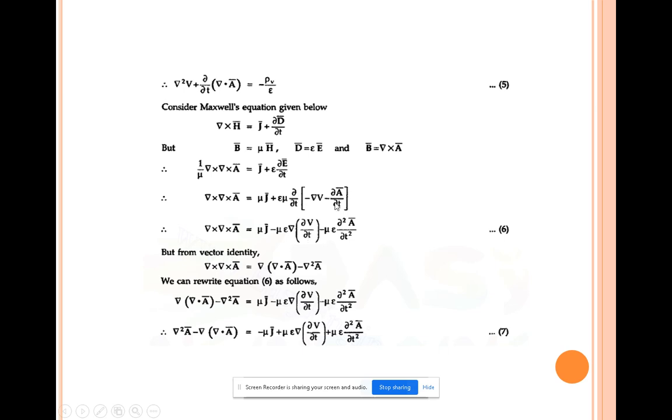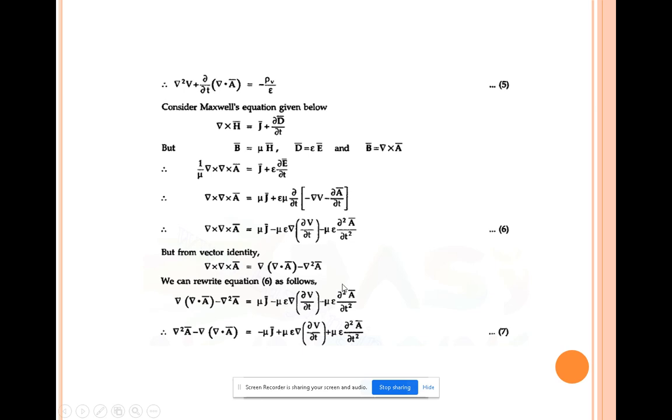The next term: in the equation, applying it, minus times minus gives plus only. So mu epsilon dou by dou t is here. Here also you have one more dou by dou t. So dou by dou t will give dou square by dou t square into A vector.